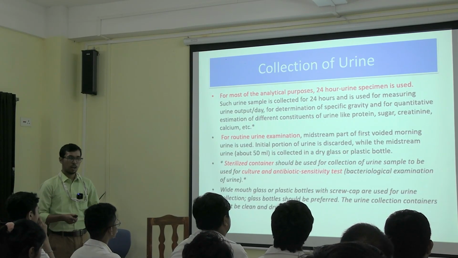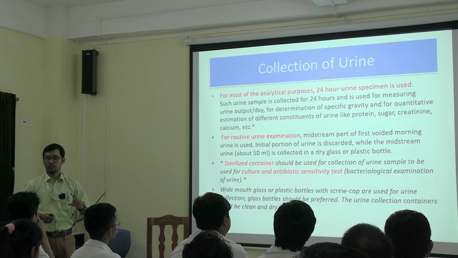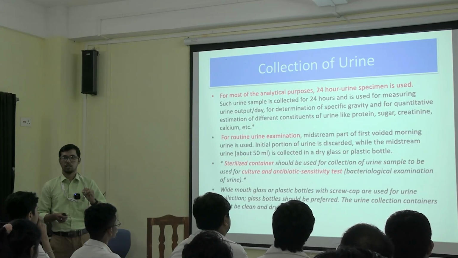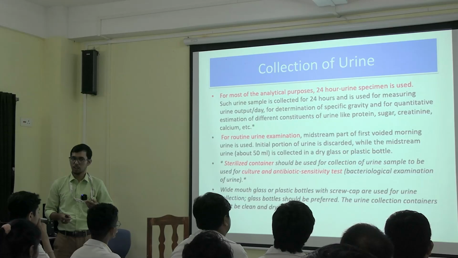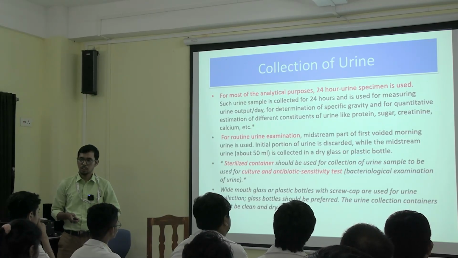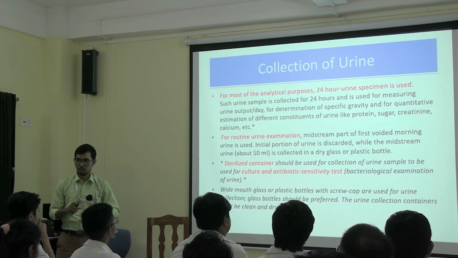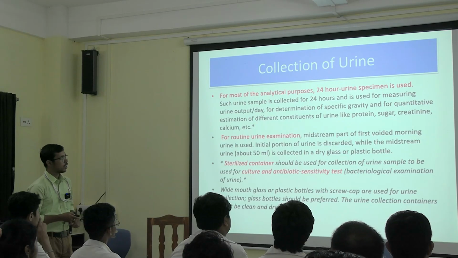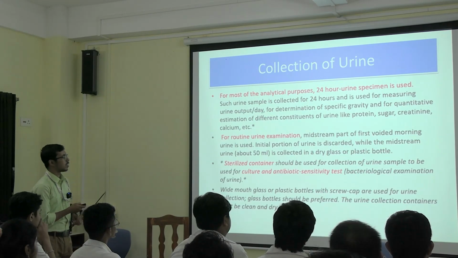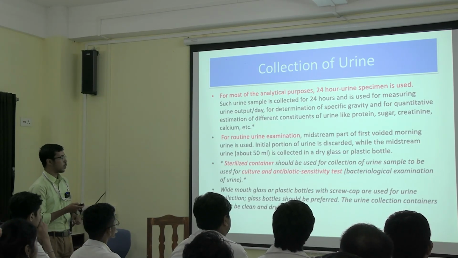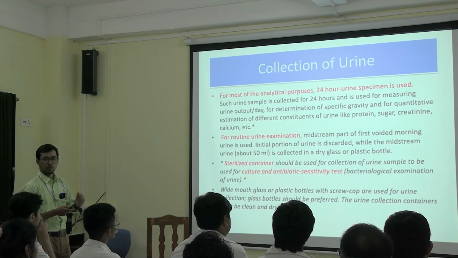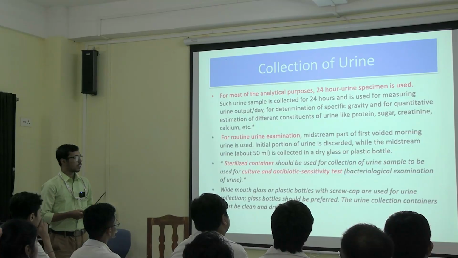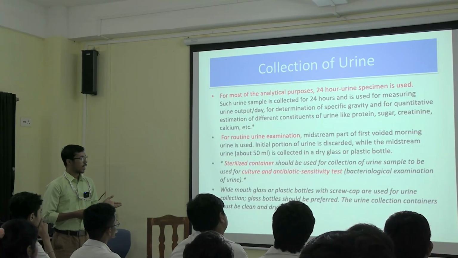So how will you collect? First, initially a little bit of urine, you have to let it flow out, and then you have to collect from the mid part of the urine. It is collected in a dry glass or plastic bottle, and the bottle should be sterilized from before, and dry. Then it can be used for culture and antibiotic sensitivity test.